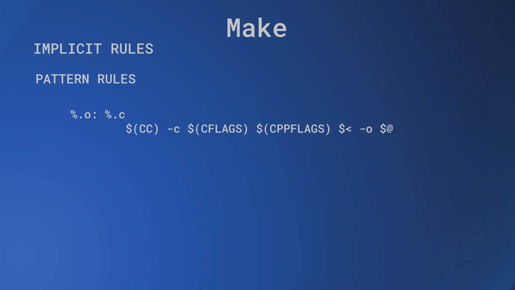So now getting back to the rule for compiling any .c file to the corresponding .o file, we have %.o colon %.c, that is, a .o file has the corresponding .c file as prerequisite, and the recipe is $(CC) -c $(CFLAGS) $(CPPFLAGS) $< -o $@. $< is the name of the first prerequisite, $@ is the file name of the target. $< and $@ are automatic variables which are computed fresh for each rule.